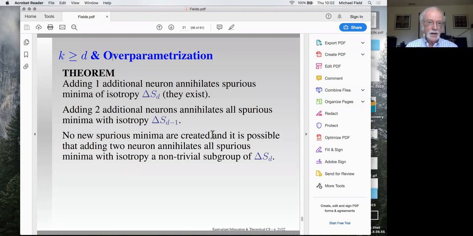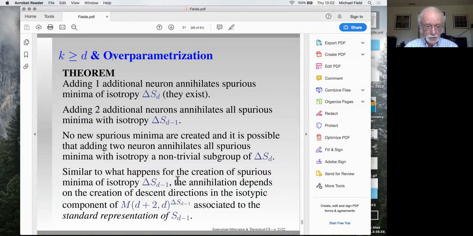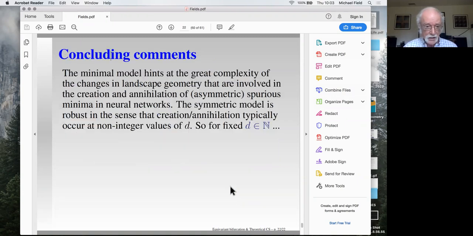So we add neurons and we kind of annihilate the old ones. Actually, it's not quite true. We create what I call fossilized sets, which are kind of records of the old spurious minima, but they're no longer spurious minima. They're just kind of degenerate and they don't attract trajectories. So it's possible that just adding two neurons for this problem annihilates all the spurious minima. Okay. So similar to what happens for delta SD minus 1, the annihilation depends on the creation of descent directions in the isotypic components corresponding to the representation. I can't possibly go into that here.